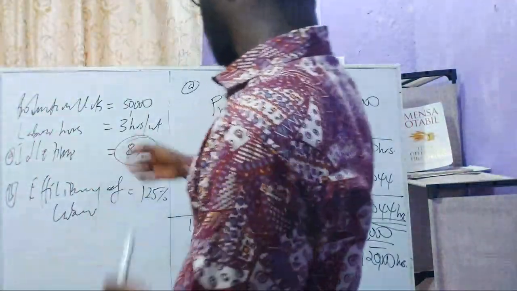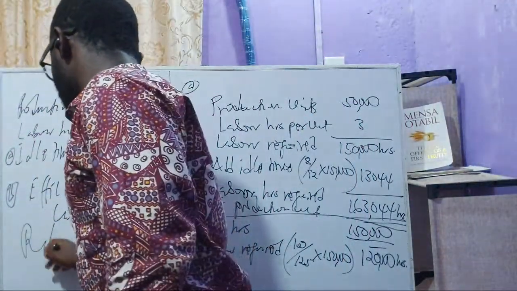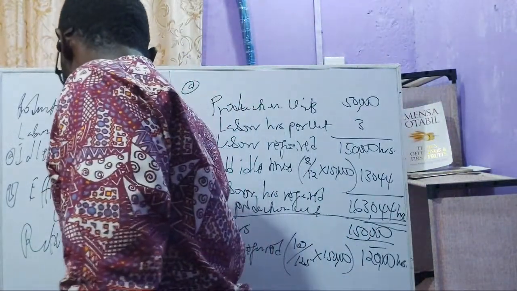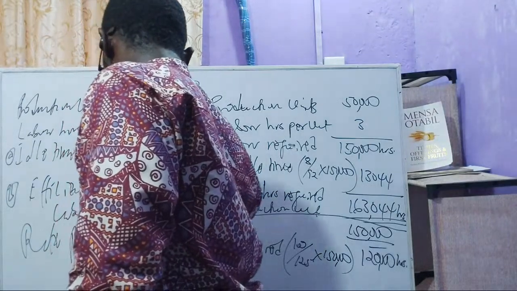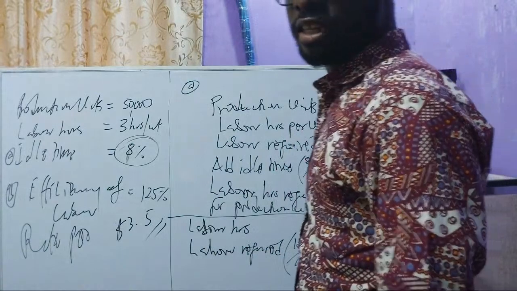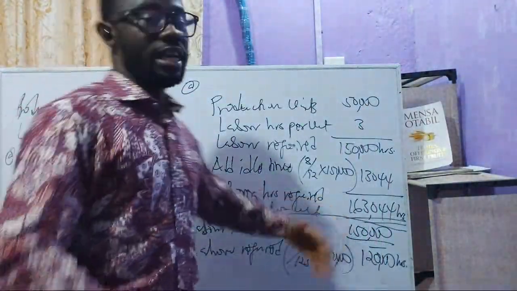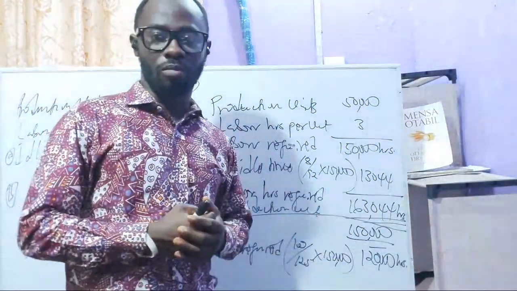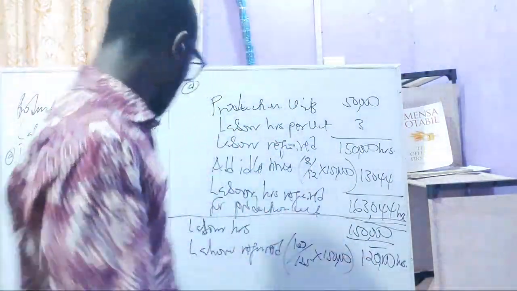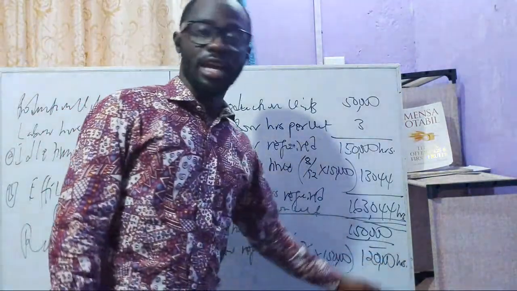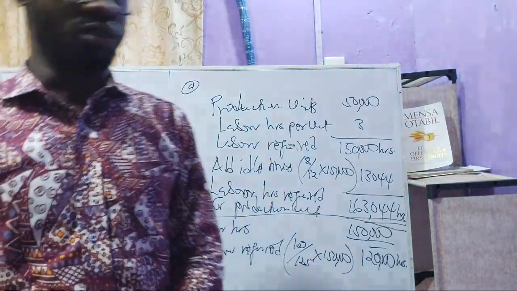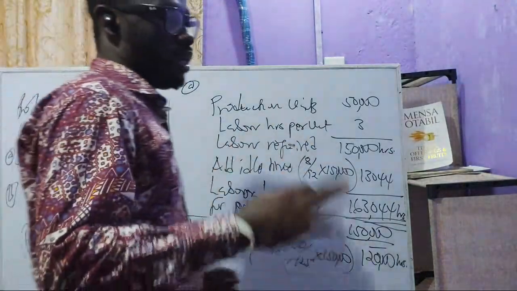So assuming in this question we were given the rate per hour to be say $3.5, then we will just use the $3.5 to multiply this 163,044. Then that will give us the labor cost, how much we're going to be incurring in terms of labor cost. Or if it is about the efficiency, we multiply the 3.5 by the 120,000 hours to get the labor cost in relation to that. So that is how we deal with the labor cost.